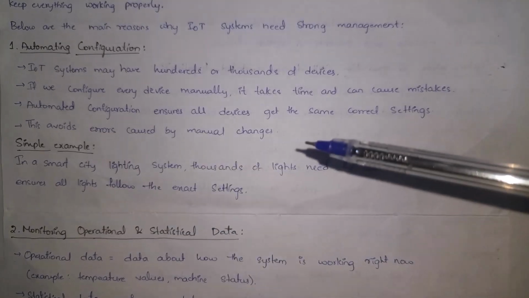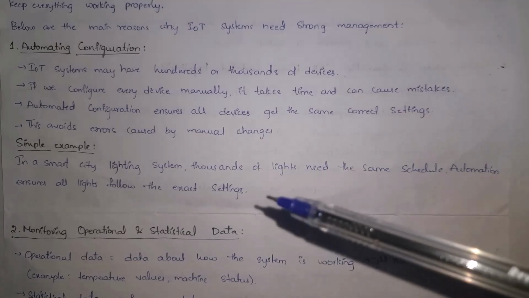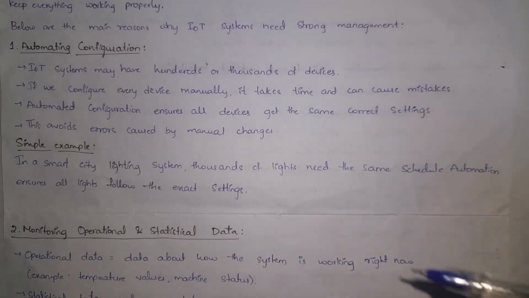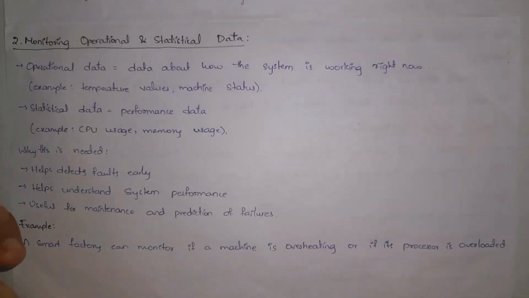For example, if you consider city traffic lights, a city contains hundreds and thousands of traffic lights. Instead of going to each traffic light, we can configure all the traffic lights at a time by using IoT system management. And the second one is monitoring operational and statistical data.